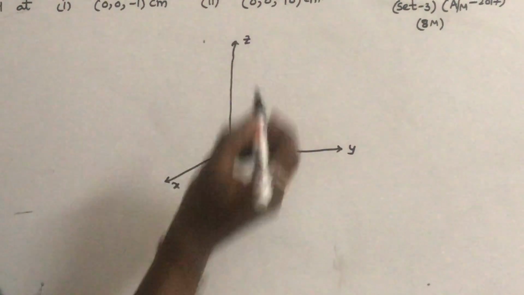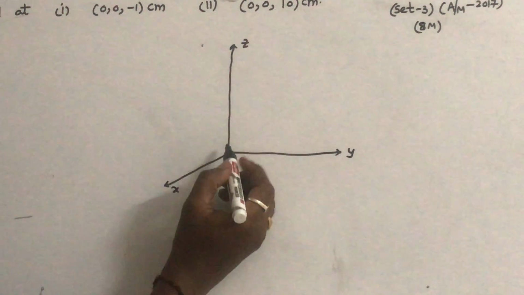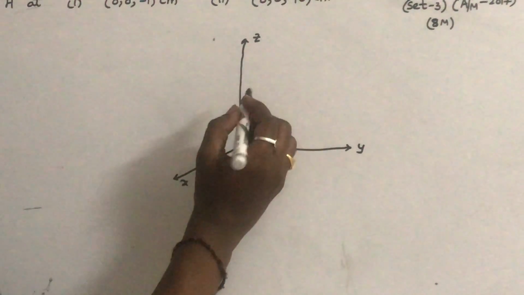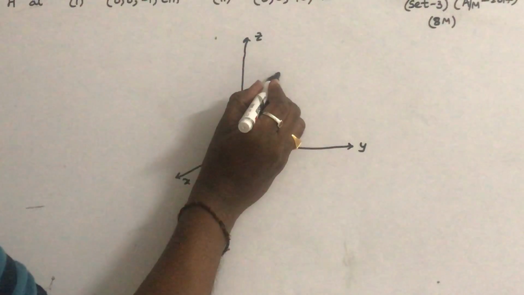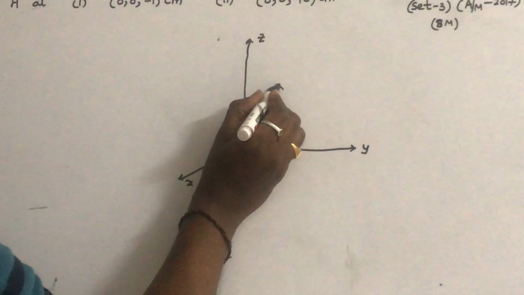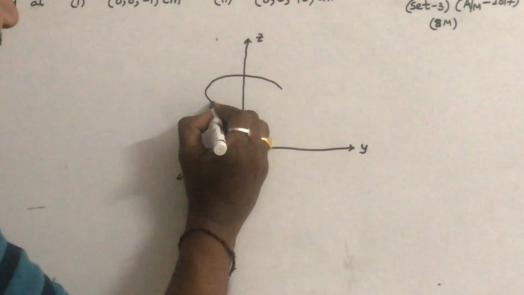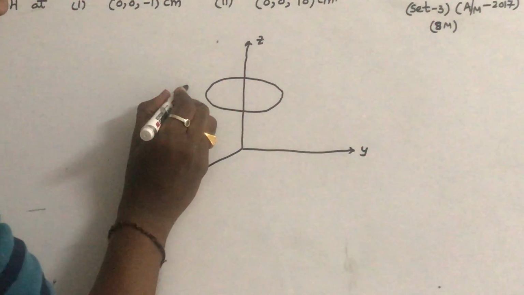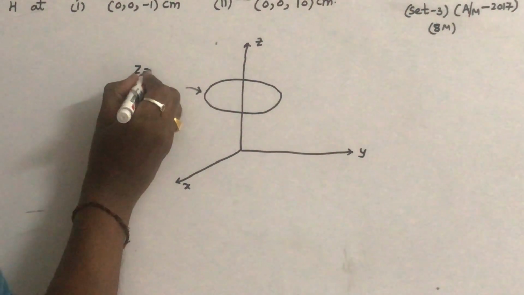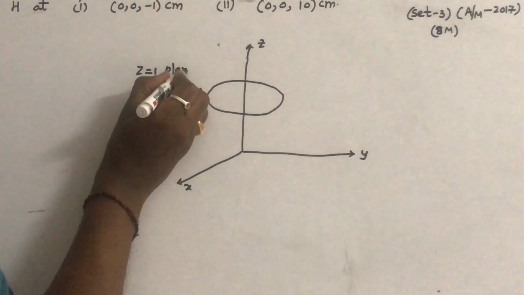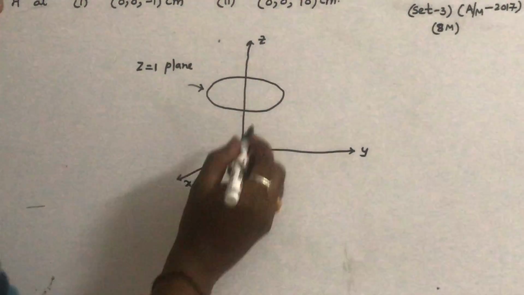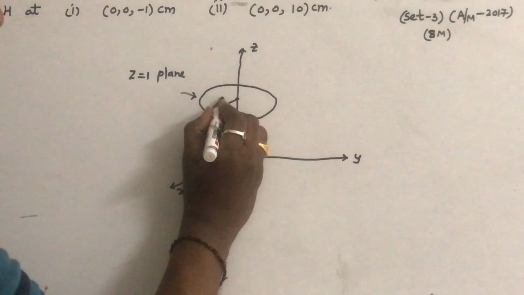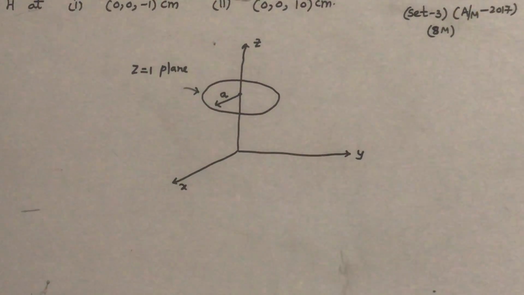So what is given? It is given that the plane z is equal to 1. The z equal to 1 plane is a constant plane which is parallel to the xy plane. So on the z equal to 1 plane, there is a circular ring. Let us assume that its radius is a. Later we substitute 5 centimeters.